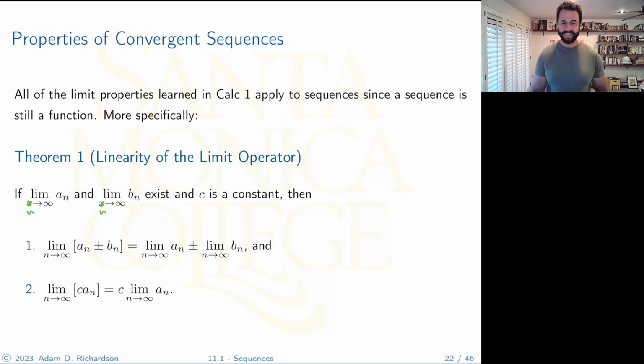All right, now let's look at the second part of linearity. This one says that if c is a constant, so think about c as like a real number, then if you want to do the limit of this constant times the sequence a sub n, then you can do c times the limit of the sequence. Or in other words, you can pull constant multiples out of the limit operator. That's what this is saying. There you go.